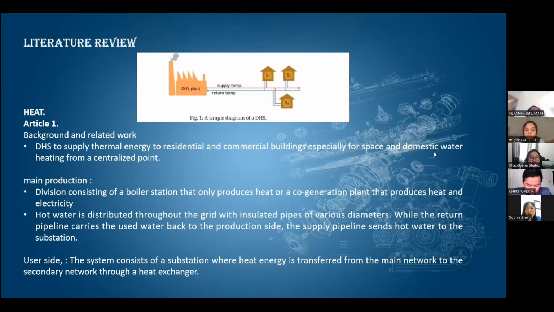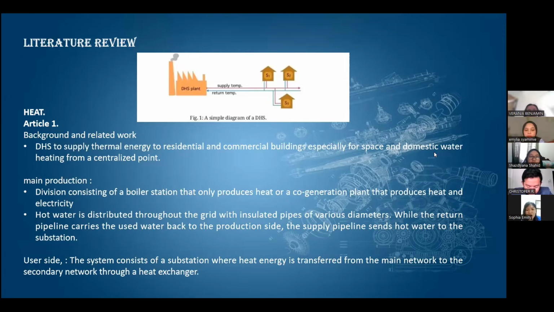My name is Sophia Emily, and I will present a literature review, a machine learning approach. The main objective of this study was made for district heating systems to supply thermal energy to residential and commercial buildings, especially for space and domestic water heating from a centralized point. The researchers focused on the main production division consisting of a boiler station that only produces heat, or a cogeneration plant that produces heat and electricity.